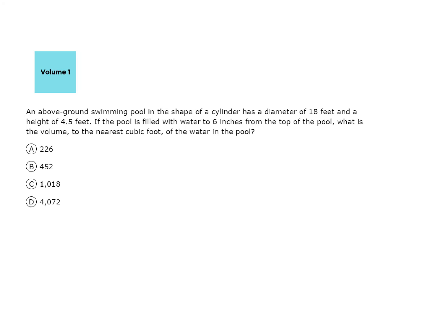Okay, so we are going to look at finding the volume of an above ground swimming pool. So I'm going to draw my cylinder, which is my above ground swimming pool, and I'll put in all the information. So it says it has a diameter of 18 feet. So let's put that across here. The whole distance across is 18 feet.